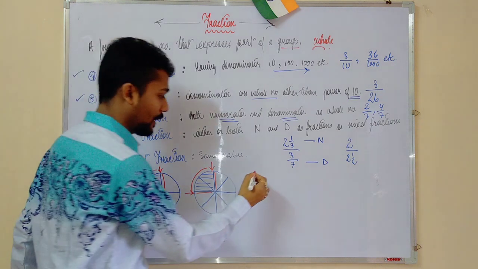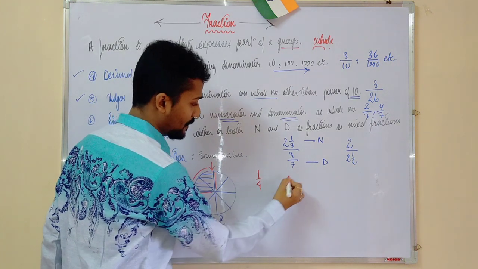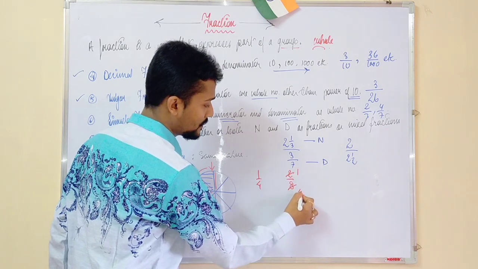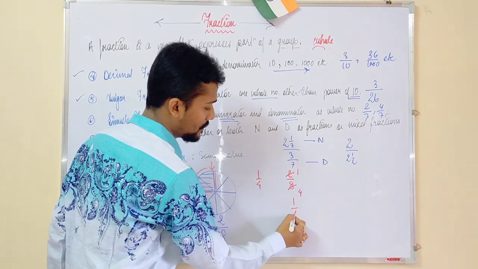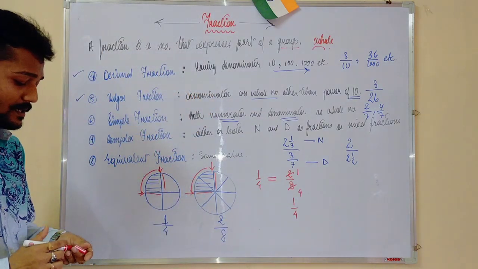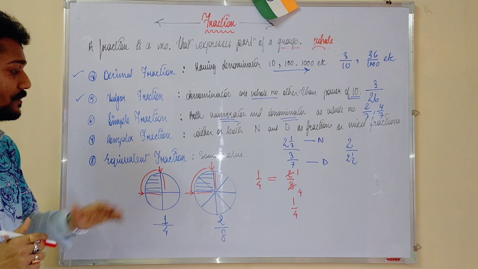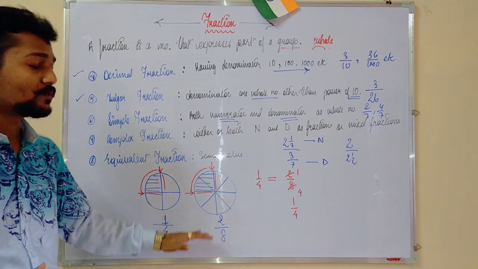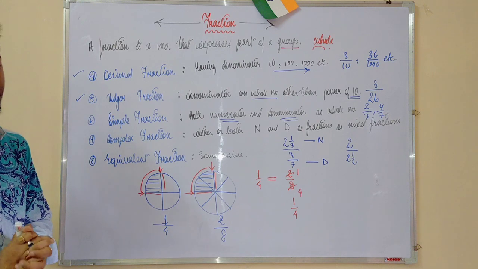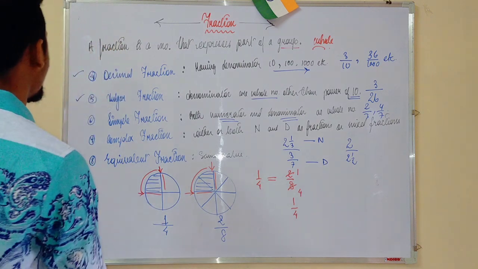How? 1 by 4 and 2 by 8. 2 ones are 2, 2 fours are 8. That means it is also equal to 1 by 4. That means both are equal. That's why it is said to be an equivalent fraction. Now this type of fractions, 1 by 4 and 2 by 8, are known as equivalent fractions.